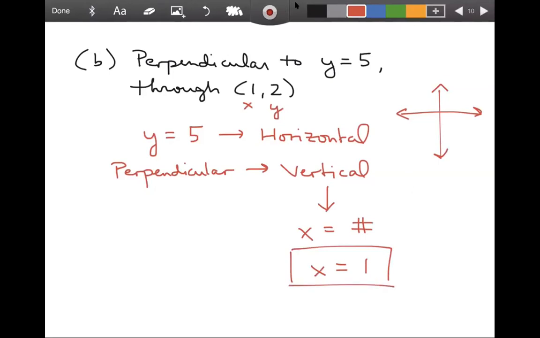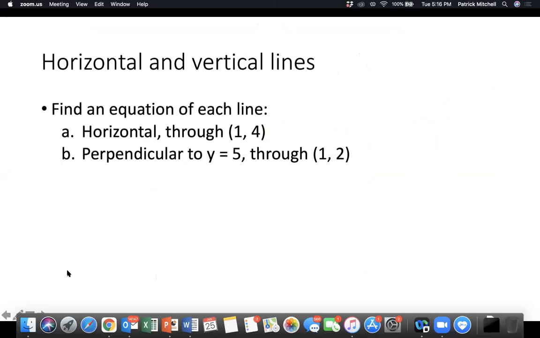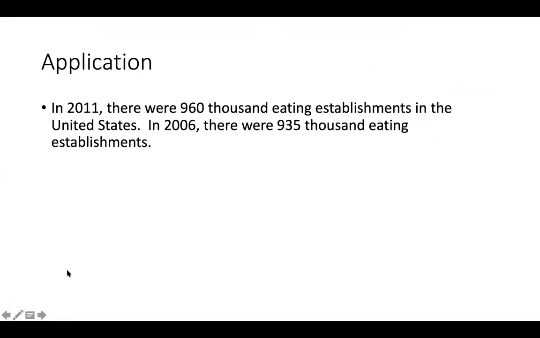All right, I believe we have almost reached the end of this section. And by the way, after this, there's only one more section in chapter 3. Yes. All right, a little application problem involving linear equations.